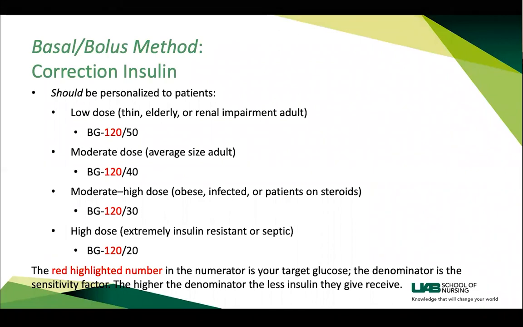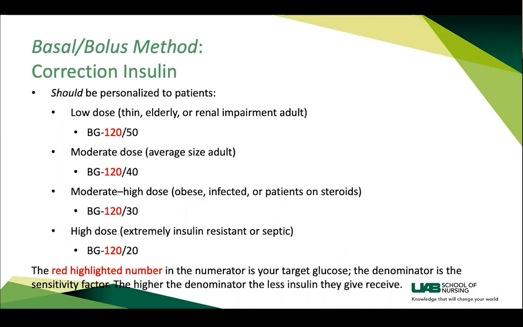We take the current blood glucose of the patient minus the target divided by the sensitivity of 50 if it's low dose. Okay, so let's pick that apart then. Let's say the current blood sugar is 220 and we want our target to be 120. So we take those two numbers, 220 minus 120, that gives me 100. 100 divided by 50, I would give 2 additional units of my rapid acting insulin with or before the mealtime insulin. Okay, so before the meal, but with the mealtime insulin.